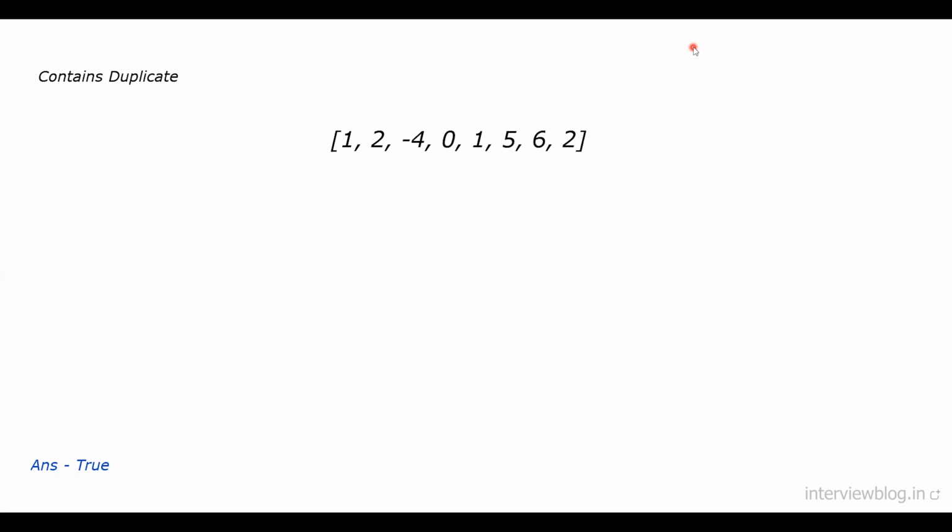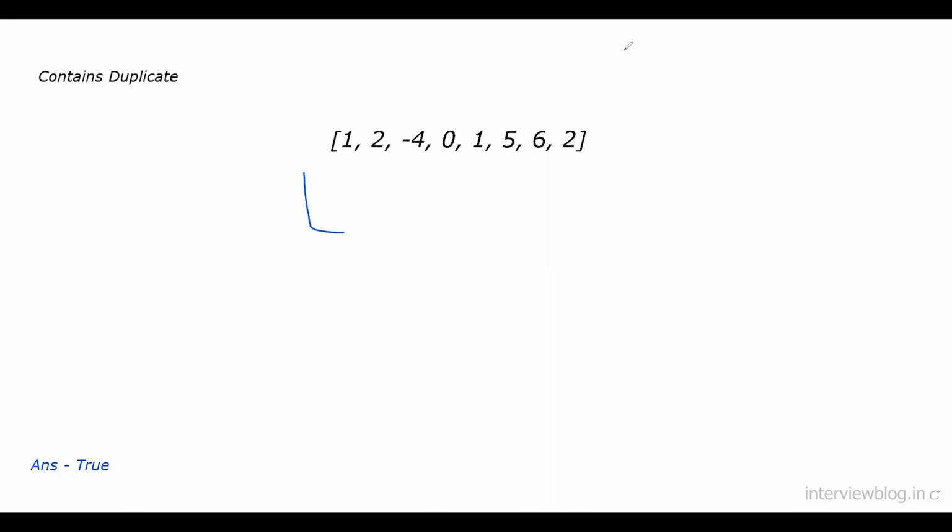In this video, we'll be covering the question contains duplicate. So the question gives us an array of integers and it wants us to write a function to determine whether the array contains a duplicate value. So first of all, what is a duplicate value? In an array, if an integer occurs more than once, then it is considered to be a duplicate element.